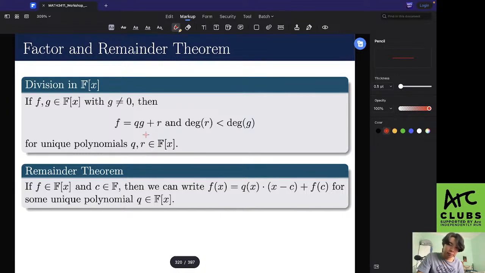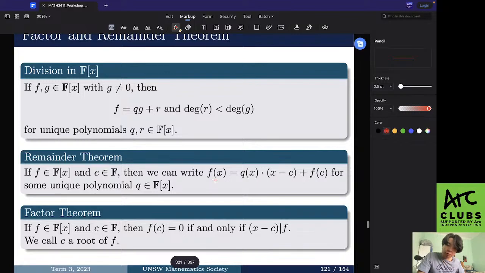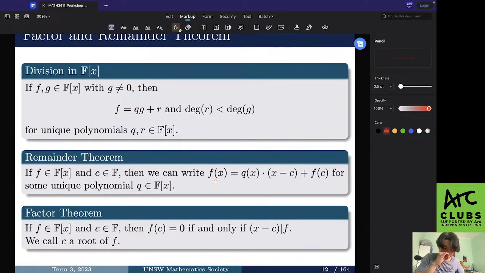We also have the remainder theorem, which is essentially where we have g equal to a linear factor, x minus c. And what we find is, in this case, the remainder is always going to be the value of f at c. And we can use this for the factor theorem, and that just says if this remainder is 0, then we know that this linear factor is actually a factor of f. And we also call c a root of f.